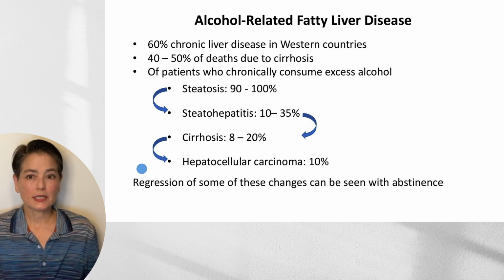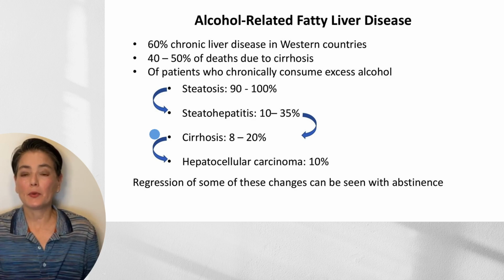Now, one thing I'd like to highlight is that with abstinence from alcohol, we can get regression of some of these changes. So steatosis and steatohepatitis are readily returned back to normal with abstinence. With cirrhosis, we don't return back to baseline, but we can get marked improvement of liver function with abstinence.